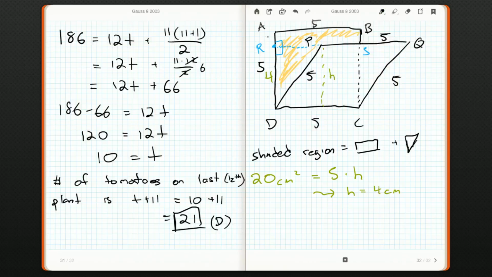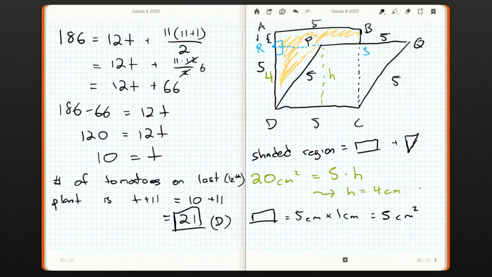And then what's left over for the height of my rectangle? Well, it's 5 for the total length, minus 4 going from D to R, so what's left from R to A? A length of 1. So my rectangle has a base of 5, length AB is 5, and a height of 1 centimeter. So length times width, we get 5 centimeters squared.